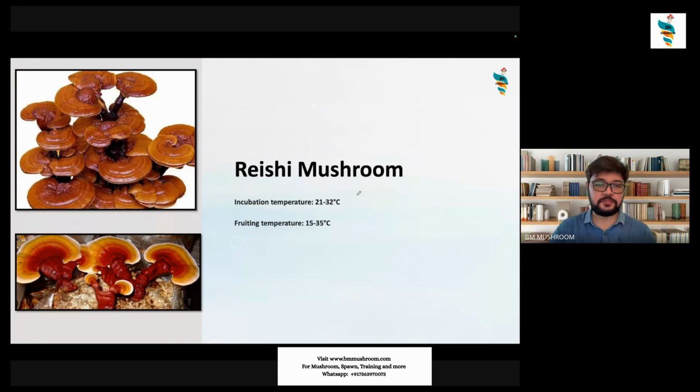Okay, Reishi mushroom. This is also known as Ganoderma lucidum. Its fruiting temperature range is also quite good. It can be grown in winter at 15 degrees Celsius, or it can be grown in summer climate at 35 degrees Celsius as well. And incubation temperature, if you see, is 21 to 32 degrees Celsius. It's a wood-loving species. It can be grown on most of the woods.